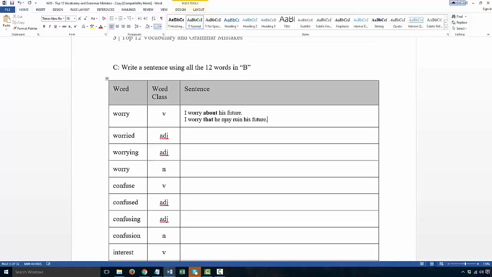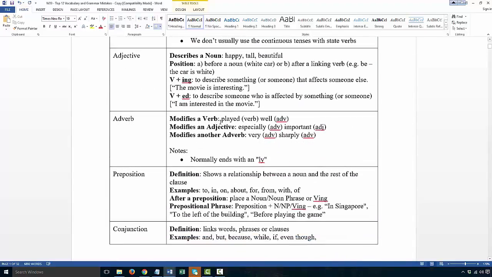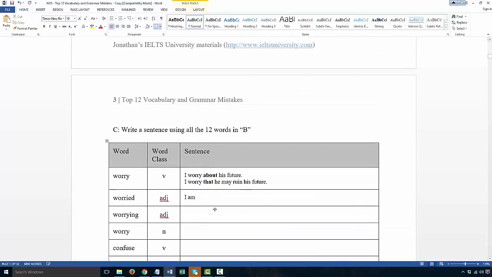Now, what is the difference between worry and worried? Of course, worry here, in this way, we're using it as a verb. Worried is an adjective, and very often the word worried, don't forget it's an adjective. So if you want to write a sentence, you have to write I am, remember be. For an adjective, the position is normally either before a noun or after a linking verb, which is be. One linking verb is be. So you have to put am. You can't just say I worried.